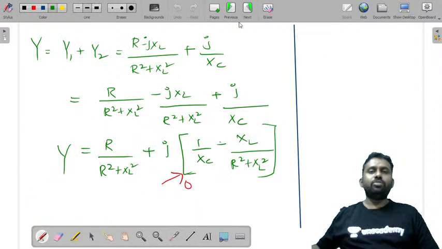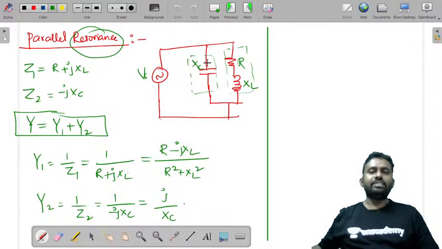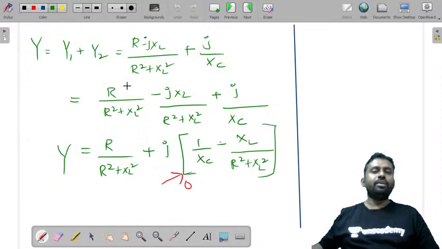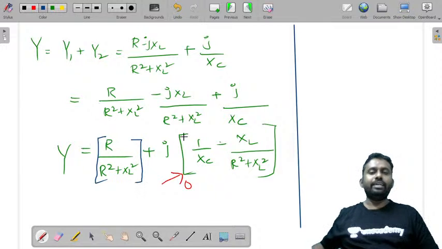Hope this is clear. What have we done? We have considered a circuit with a coil in parallel with a capacitor. We have written the impedance of the two branches, and then we have considered the admittance because it's very easy to calculate that. Then we have made the real and imaginary parts separate.